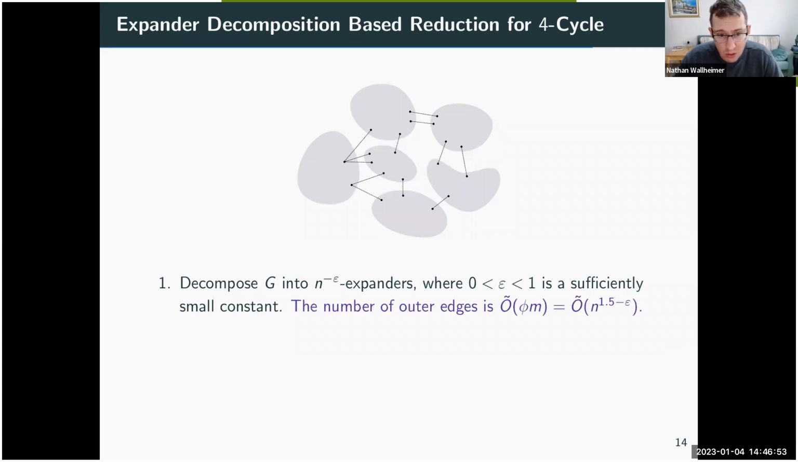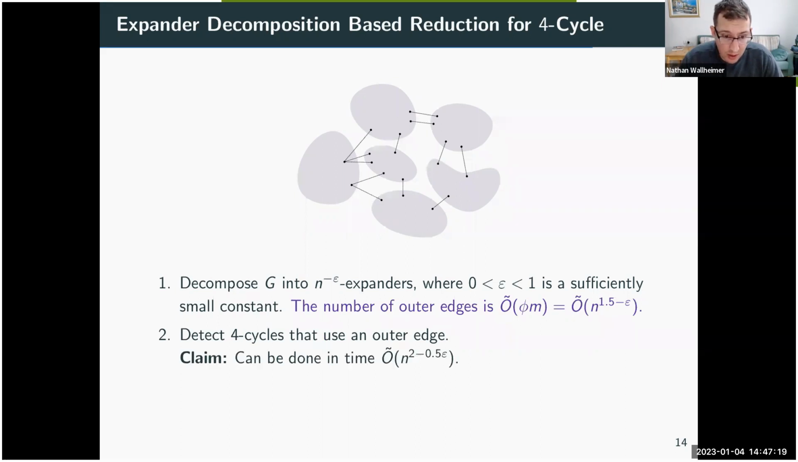I want to note here that the number of outer edges is about phi times m. And because m is bounded by n to the 1.5, we get n to the 1.5 minus epsilon. Now, all we are left to do is check if there is a 4-cycle that uses an outer edge. And in the paper, we managed to show that it can actually be done in strongly subquadratic time, n to the 2 minus 0.5 epsilon.